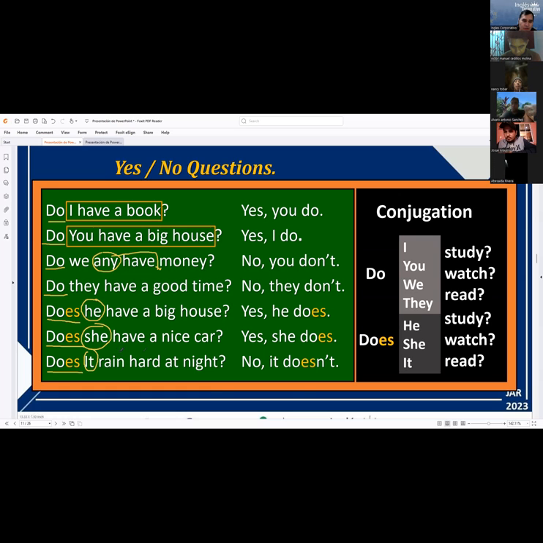Does he have a big house? Does she have a nice car? Does it rain hard? So check the conjugation. Do I study? Do you study? Do we study? Do they study? Etc. Does he study? Does she study? Does it study? So the difference in the question is does and do. The verb is the same in every case. So does he, does she, does it?